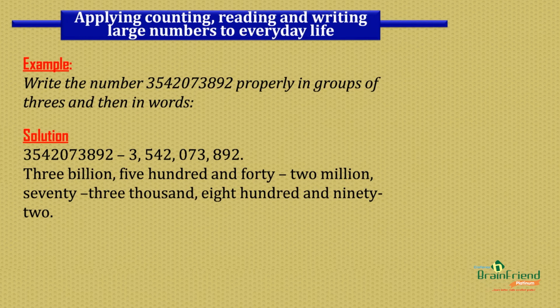Here is another example. Write the number 3542073892 properly in groups of threes and then in words. So our number, we are expressing it in groups of threes. So we start from the last 3 digits, 892, the next 3 digits, 073, and then the next 3 digits, 542, and then we have our 3. So in words, we have 3,542,073,892.